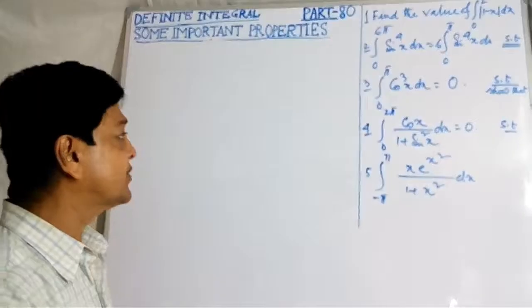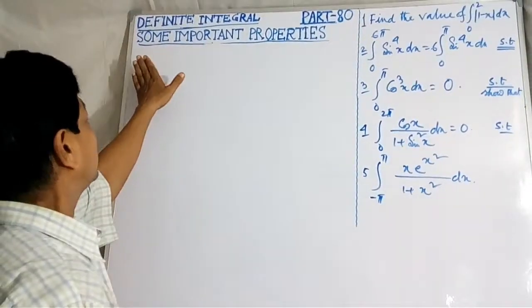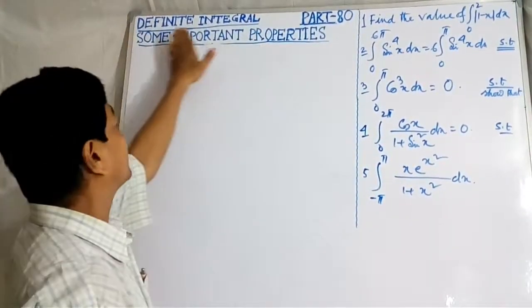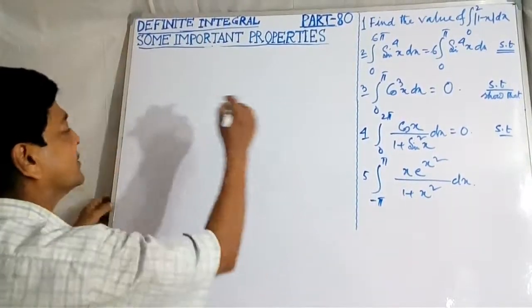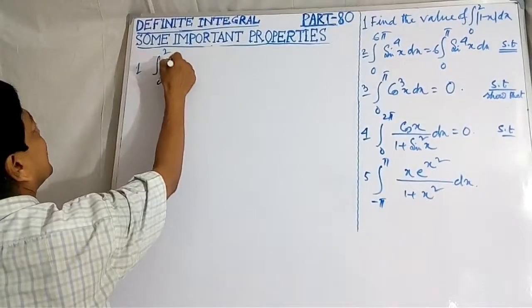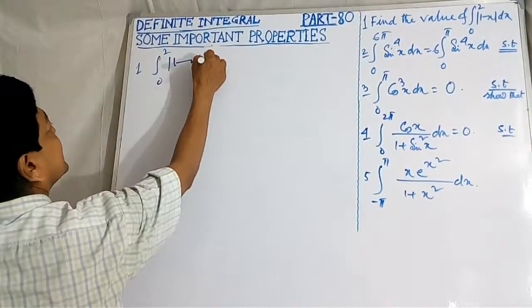Today's matter of discussion is some problems to solve with the help of the important properties of definite integral. Okay, let us start. Number 1: the integral from 0 to 2 of modulus of 1 minus x dx.